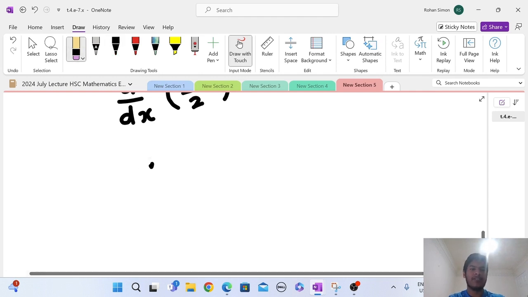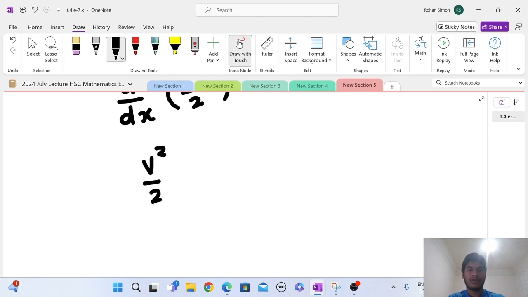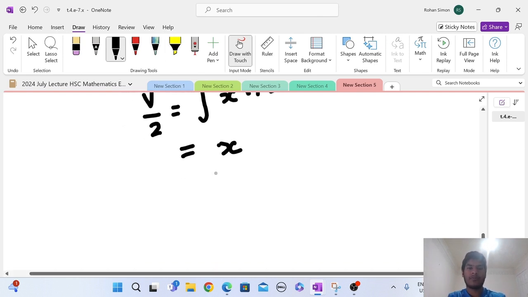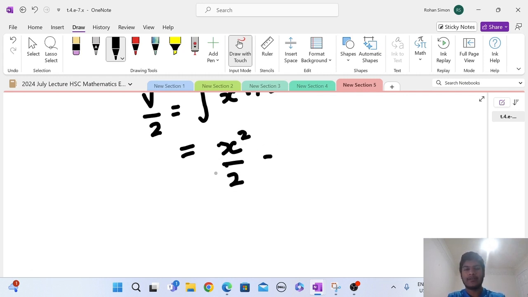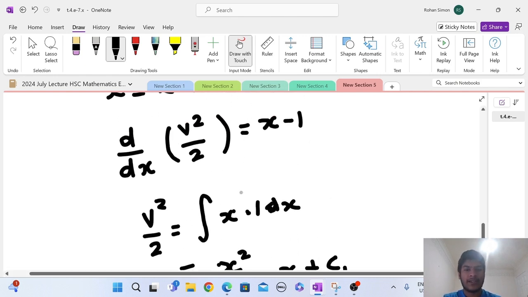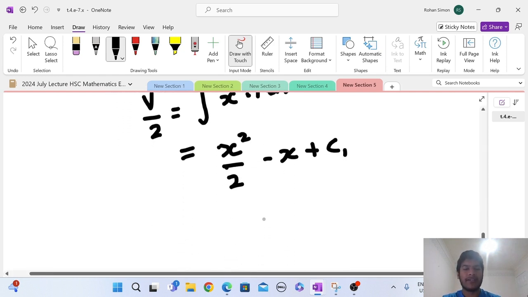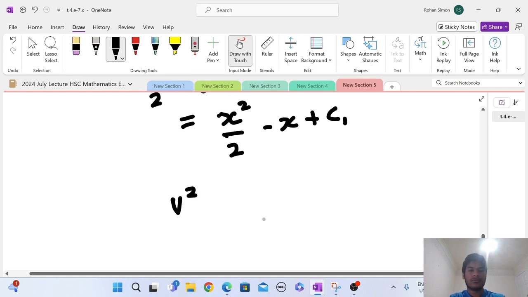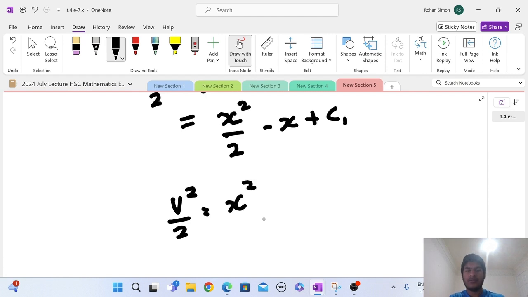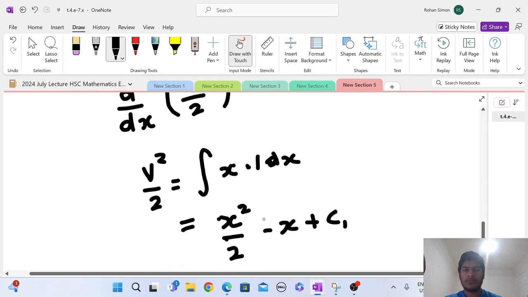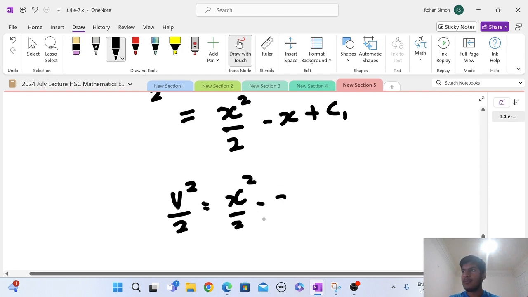If we integrate the left-hand side, it's just going to be v squared on 2, right? v squared on 2 equals the integral of x minus 1 dx. And so here we're going to end up with the integral of x is just going to be x squared on 2, and the integral of 1 is just going to be x. Now remember, whenever we have an indefinite integral, we're going to end up with a constant, c1. When we integrate the left-hand side, we do theoretically get another constant. But because we have two indefinite integrals on both sides, we can clump them into one constant and leave that on the right-hand side. So we end up with the expression v squared on 2 equals x squared on 2 minus x, sorry, plus c1.